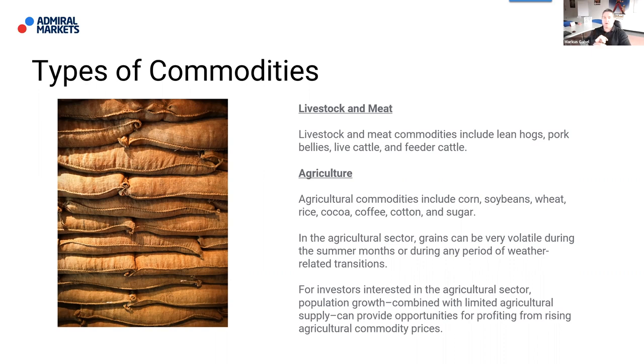Agriculture, of course. Agriculture commodities like soya beans, corn, wheat, rice, cocoa, coffee, cotton, and sugar. Oh, I traded sugar last time. In the agriculture sector, grains can be very volatile during the summer months or during any period of weather-related transitions. We have the storm in the USA. What was the name of this bad storm? Hurricane. Oh, I forgot the name. But you know what I mean. Katrina. Thanks, Katrina. And this has a huge impact on the economy over there. And for investors interested in the agriculture sector, population growth combined with limited agriculture supply can provide opportunities for profiting from rising agriculture commodity prices.